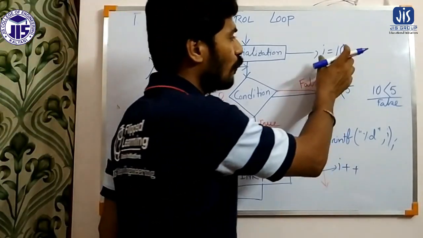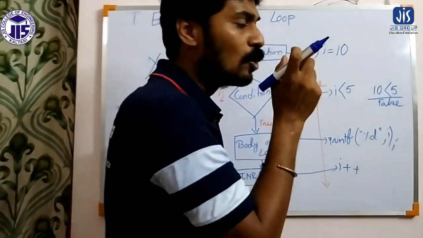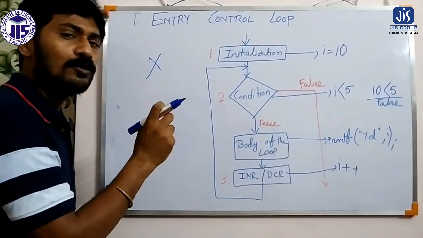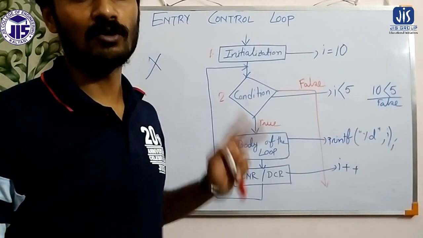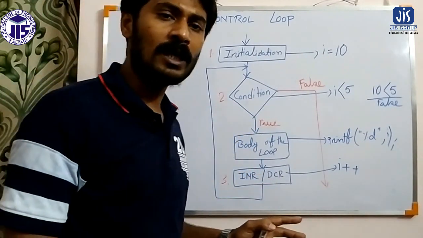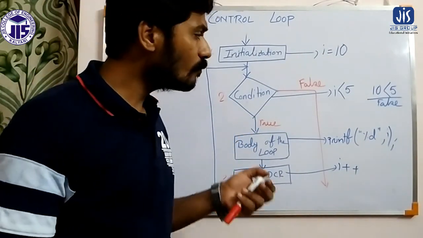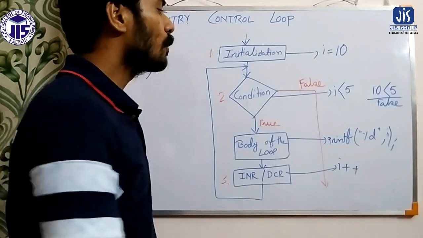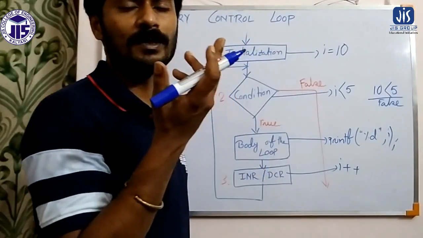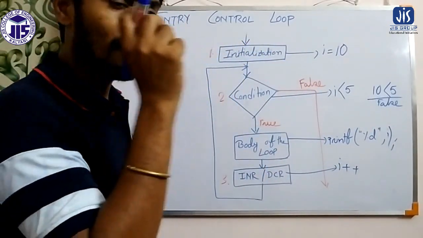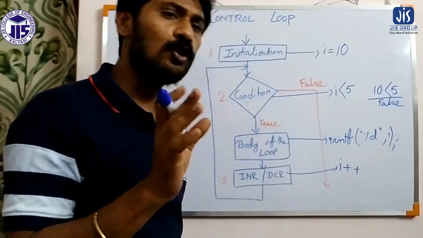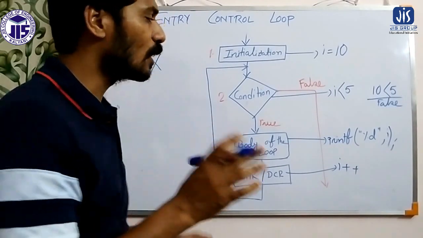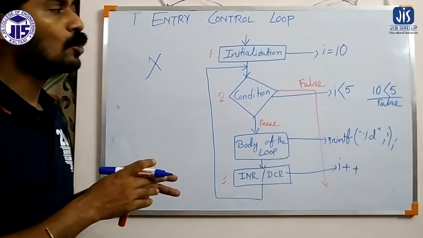Due to this value of I and due to this condition, we are not getting any output, because the first time when we are executing, the condition is false. So when the condition is false, the body of the loop is not getting executed. So for the first time, if the condition is false, the body of the loop will not execute and we are not getting any output. So that is entry control.